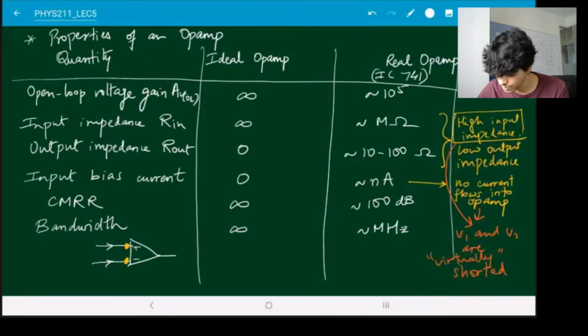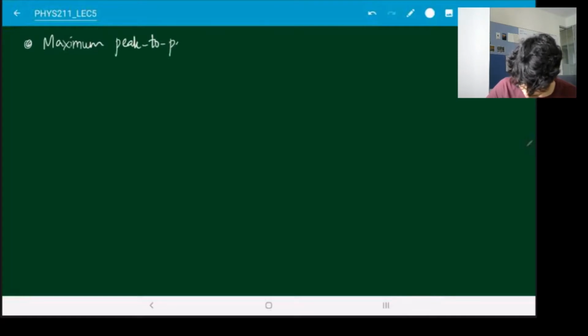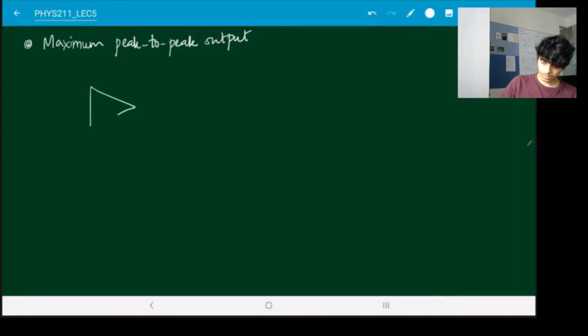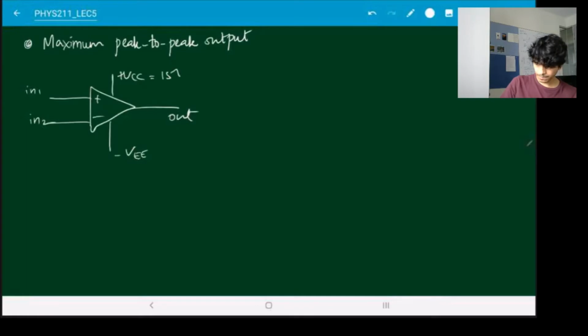No, there are a few more. Hold on. So we will now talk about the maximum peak to peak output. So here is your op-amp. Input 1, input 2, output. And over here, of course, you have your plus VCC minus VEE. Suppose we are giving plus minus 15 volts.